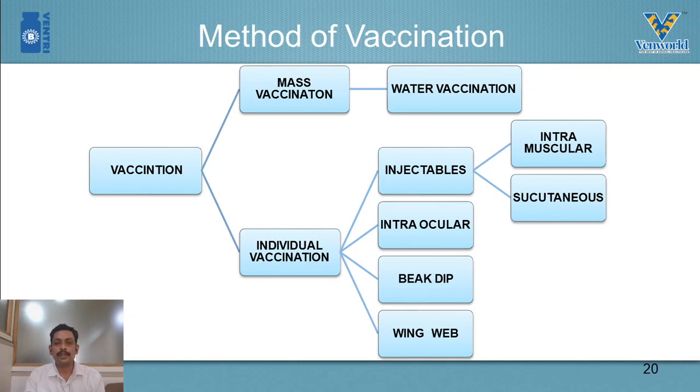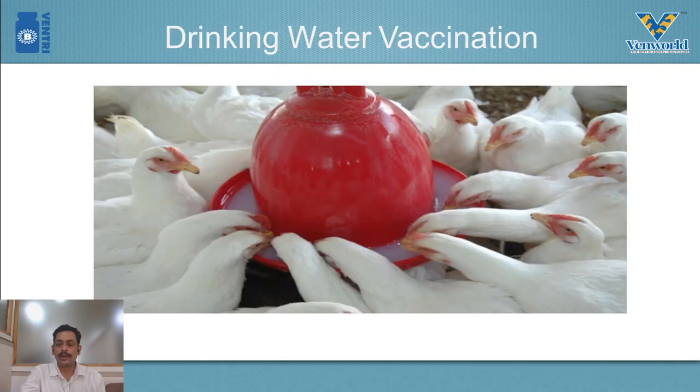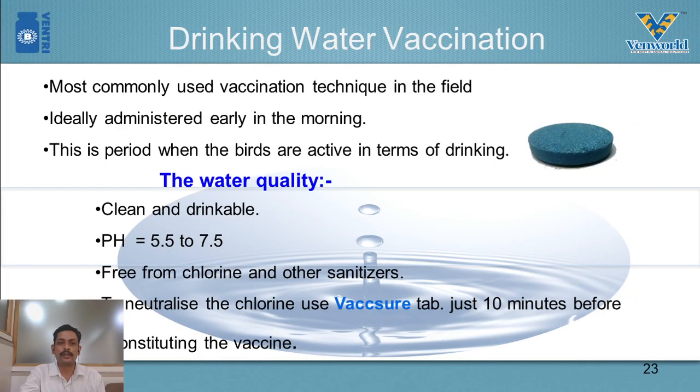In mass vaccination, water vaccination is the regular practice. For individual vaccination, there are four routes: the injectable route, intraocular route, beak dip route, and wing web route. In the injectables, intramuscular and subcutaneous are the two routes of vaccination. Drinking water vaccination comes under mass vaccination, and this method is very commonly used and a very effective technique in field conditions.